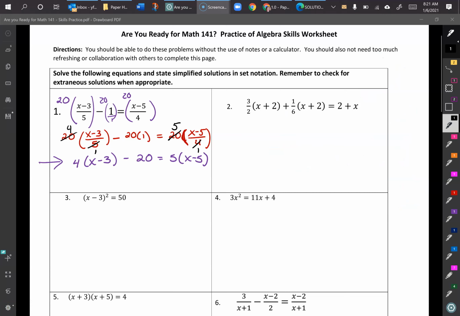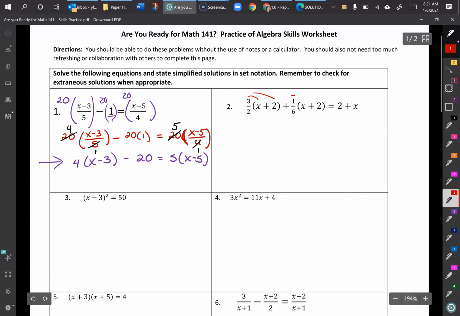So what I could do is actually distribute these first. That might just be a little cleaner for you. So you would have 3 halves x. Then some things naturally get reduced. So 3 halves times 2, that's like a 2 over 1. The 2's would cancel out. So I would just be left with 3 there. Then I would have 1/6 x plus 2 over 6, which is 1/3. I mean, you could just leave it as 2/6 for now if you want, and then 2 plus x.